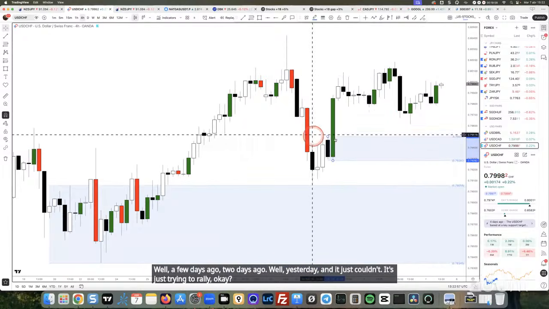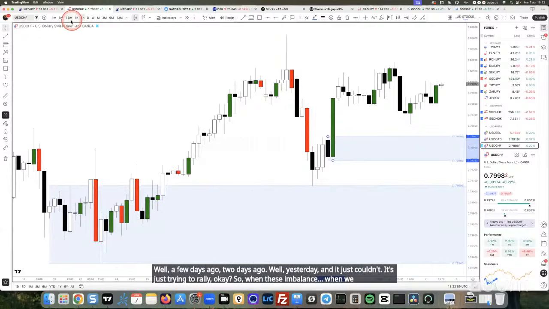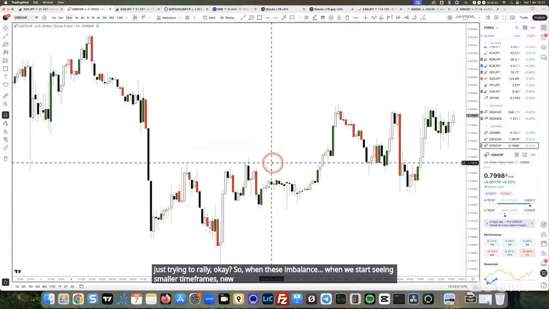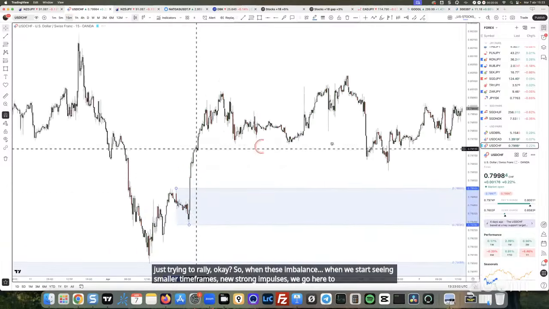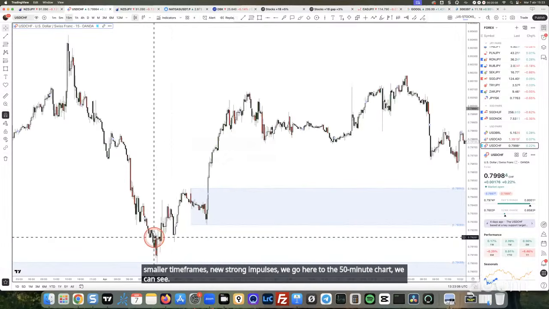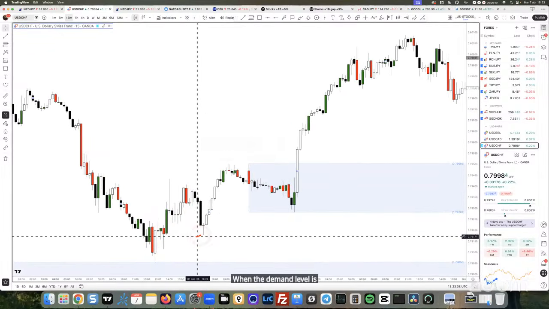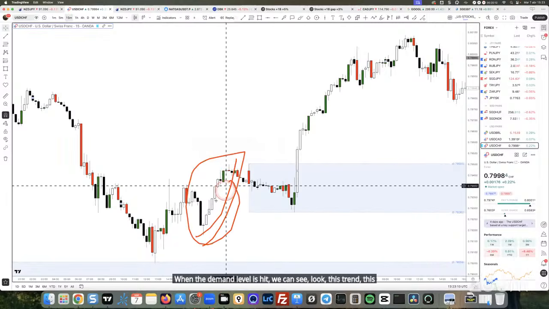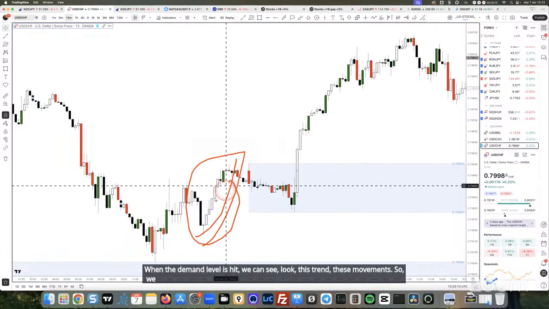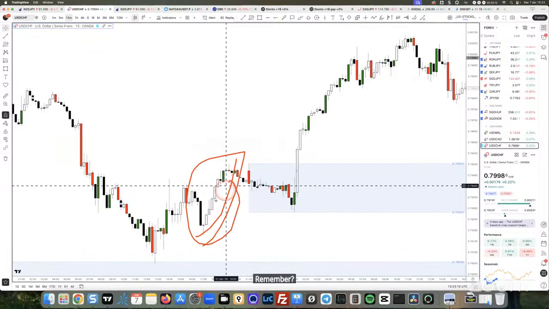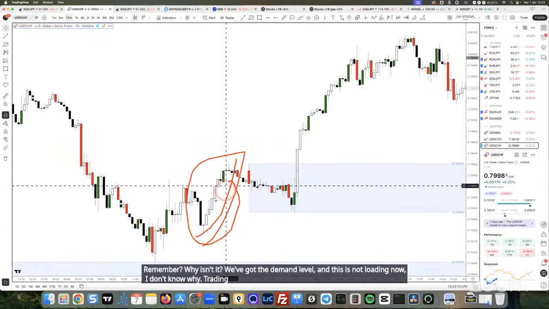So when we start seeing smaller time frames with new strong impulses, if we go here to the 50-minute chart, we can see when the demand level is hit, look, this trend, these movements. So we can use these to take a trade, and then you can see the reaction. Why? Because we've got the demand level, and this is not loading now. I don't know why. TradingView, maybe.